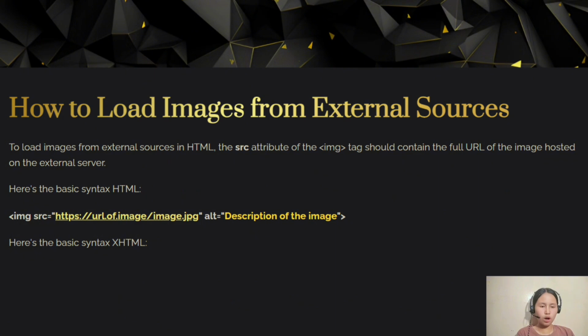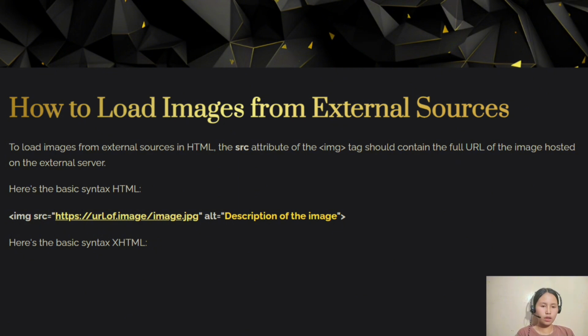And let's proceed to how to load images from external sources. In order to load images from external sources in HTML, the src attribute of the image element tag should contain the full URL of the image hosted on the external server. So here is the basic syntax of HTML. Image src attribute is equal to the full URL of the image, and after that alt attribute is equal to description of the image. Then the second one is the basic syntax of XHTML.